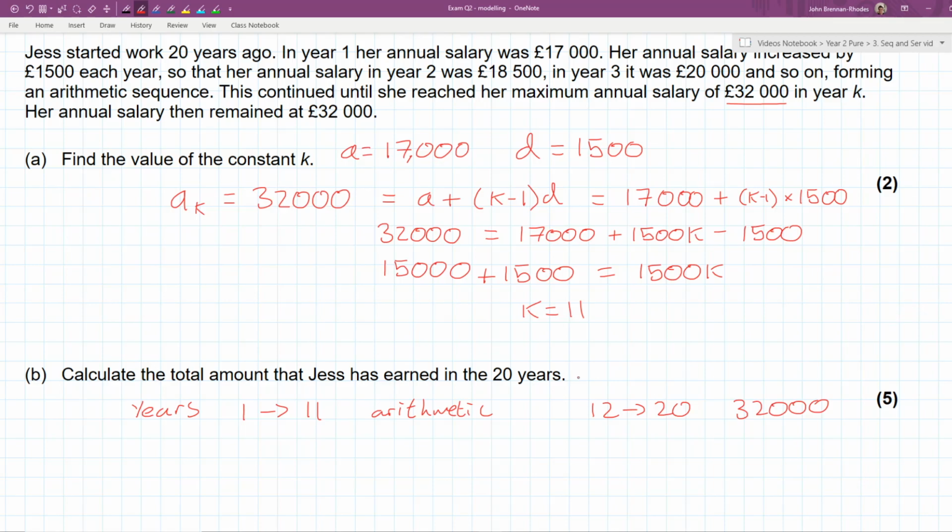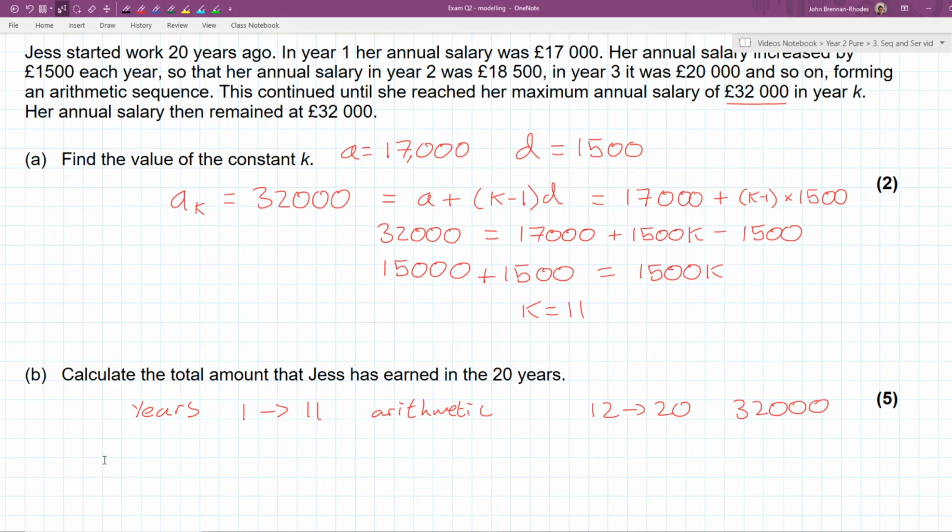And we're heading towards the biggest difficulty in these questions. The biggest difficulty is making sure that we get the numbers right. So 1 to 11, how many terms is that? Is it 11 terms? Is it 12 terms? 12 to 20, how many terms is that? Is it 8 terms? Think about it and pause the video.